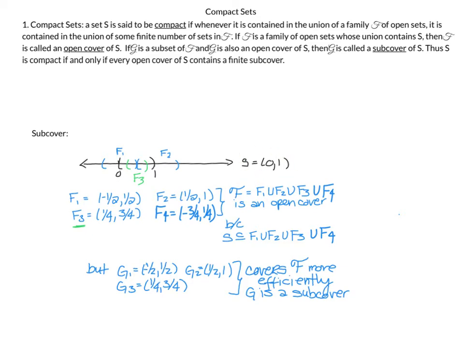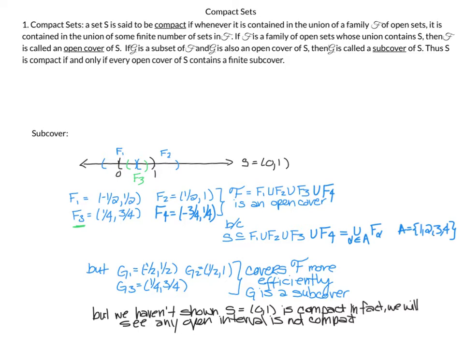But then we can look at our original. G1 is equal to negative 1/2 to 1/2. G2 is equal to 1/2 to 1, and G3 is equal to 1/4 to 3/4. This family of sets is a subset of F, but it covers S more efficiently than F, and it is called a subcover.